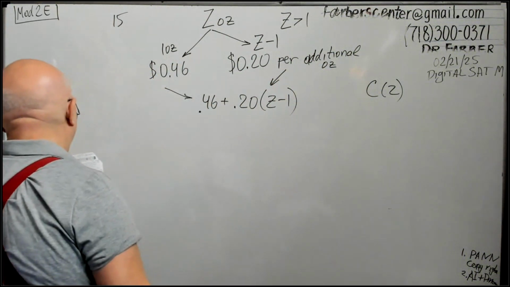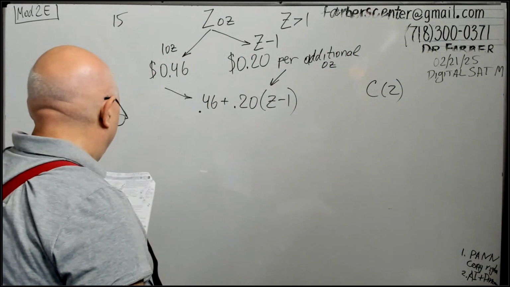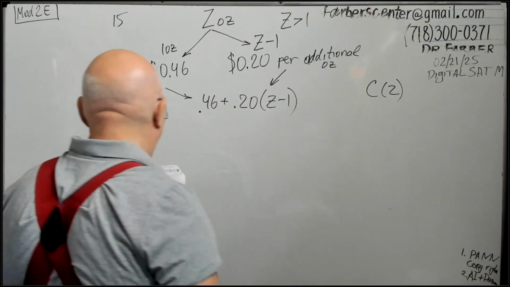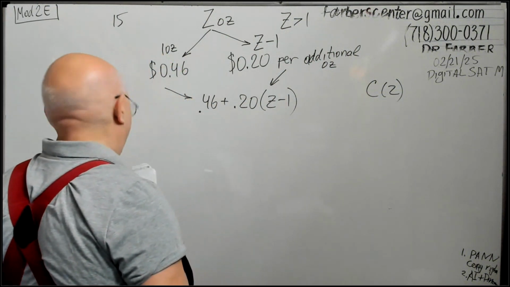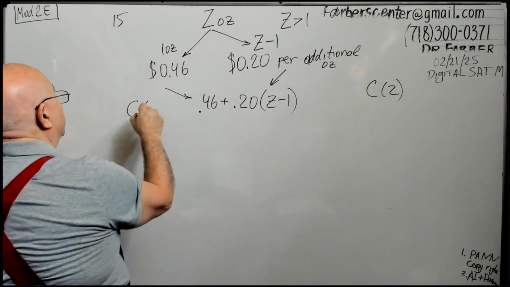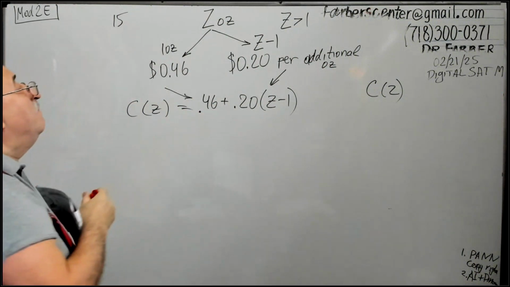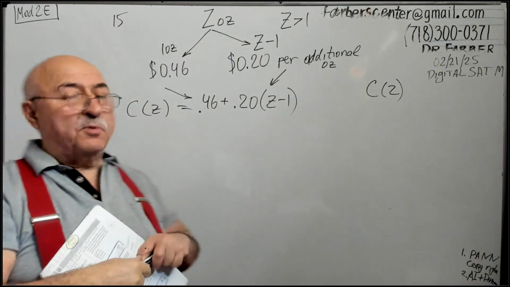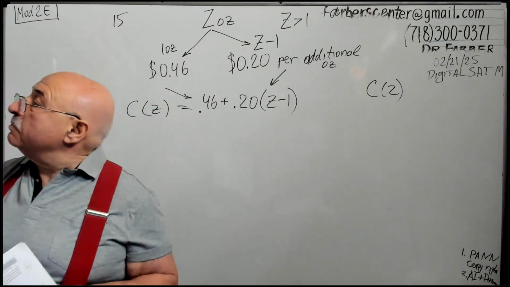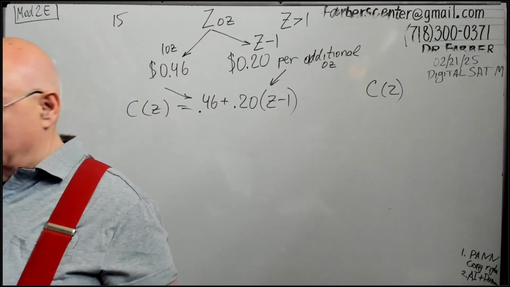And what is the question? They ask you for C of Z, and this equals this one, easy. So my suggestion, use this approach every time. This one was the best approach. Did I tell you? I don't know, where is it? Oh, here it is.